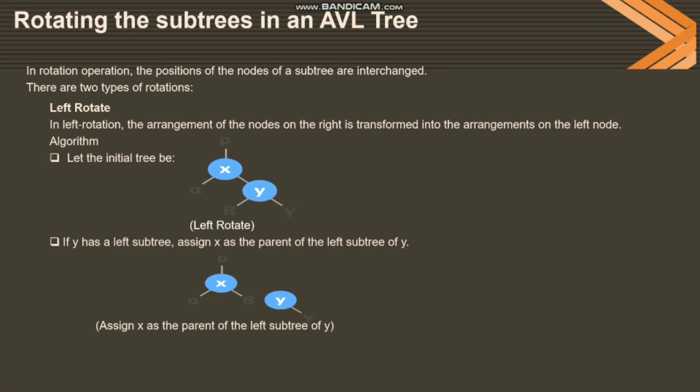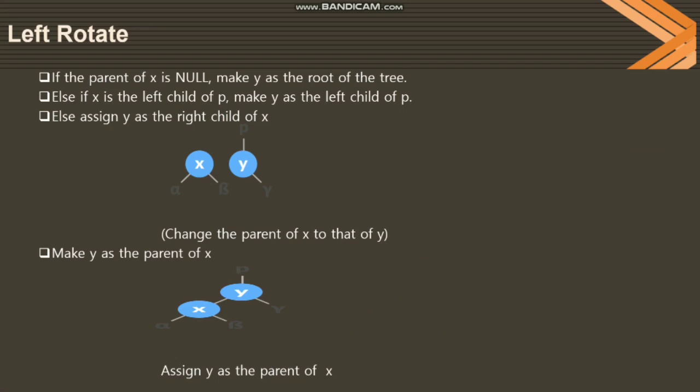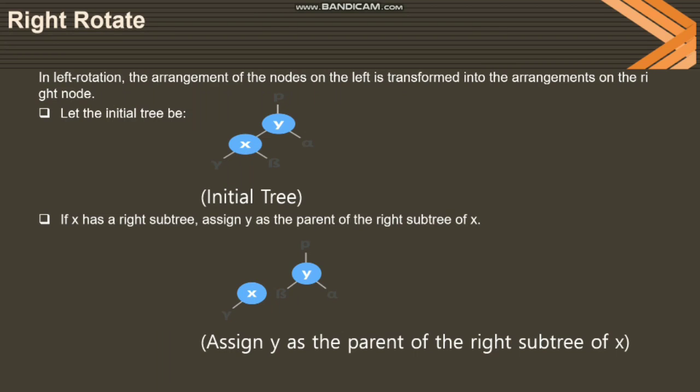If Y has a left subtree, assign X as the parent of the left subtree of Y. If the parent of X is null, make Y as the root of the tree. Also, if X is the left child of P, make Y as the left child of P. Otherwise, assign Y as the right child of P. Make Y as the parent of X.